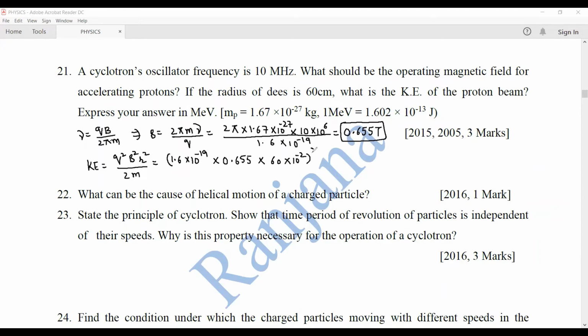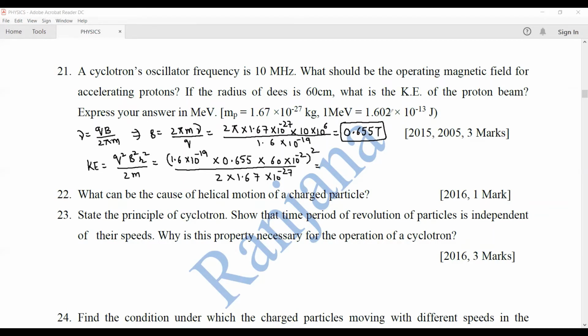As it is the square of all these, Q square B square R square upon twice the mass of the proton, and the mass of the proton is 1.67 into 10 raised to the power minus 27 kg. So on simplifying it, we'll get the answer in Joule, but in the question it is asked to find out the answer in mega electron volt.